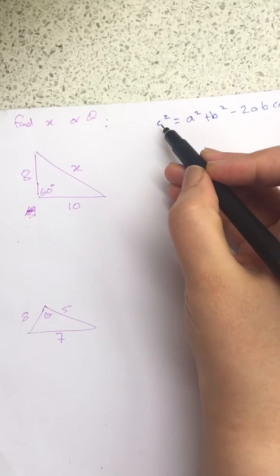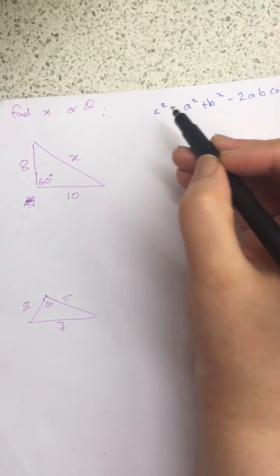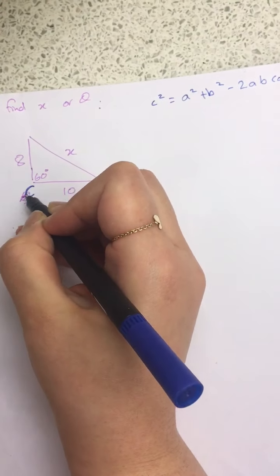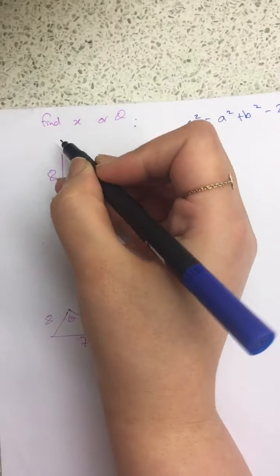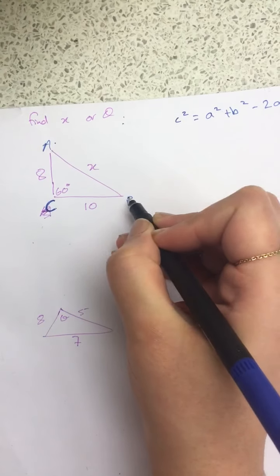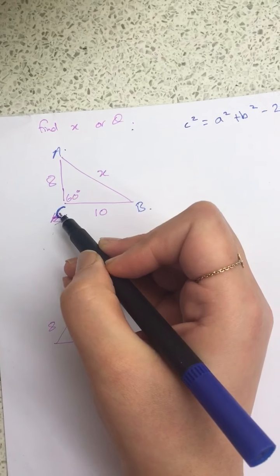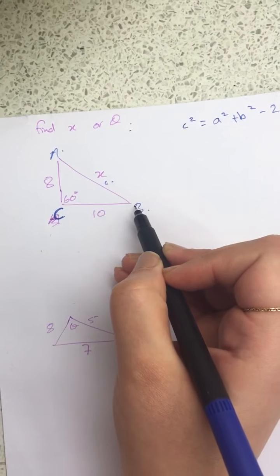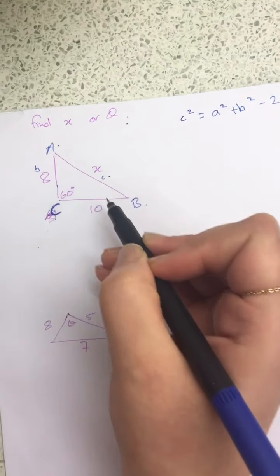So here, because I want to find the side c squared, I'll label this c. You don't have to label it like this, it's more about understanding the side opposite the angle. So if this is a capital C, lowercase c, capital B, lowercase b, capital A, lowercase a.